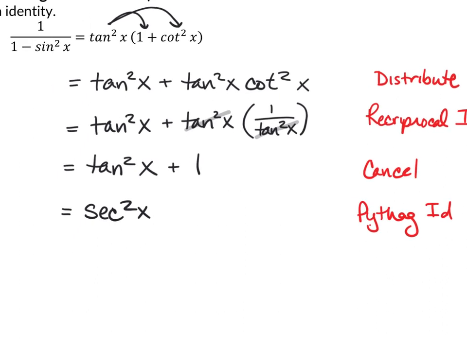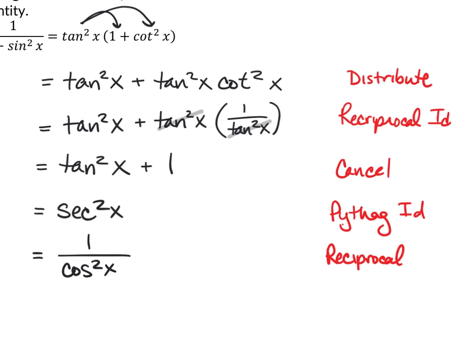Now remember, our goal is to get it to look like this. So I know I need a trig function in the denominator. If I force secant squared to be a trig function in the denominator, that means I want its reciprocal. What's the reciprocal of secant? Cosine. Yeah, cosine. So again, I used the reciprocal identity. And it's looking good because I have 1 over, and it's one fraction.